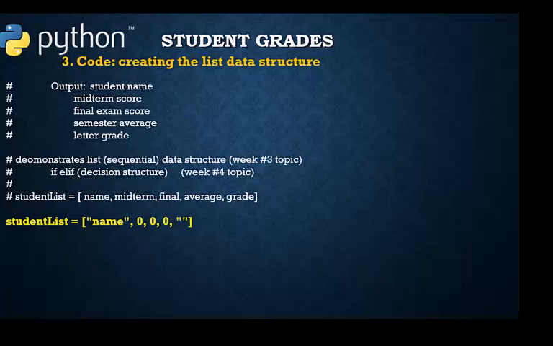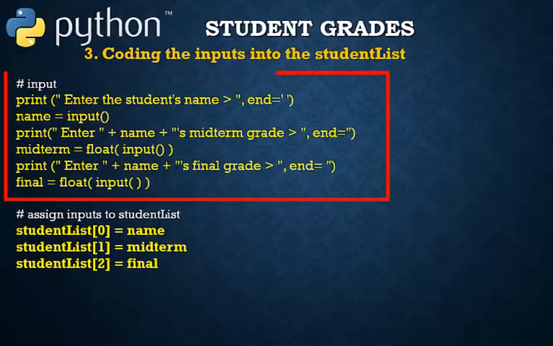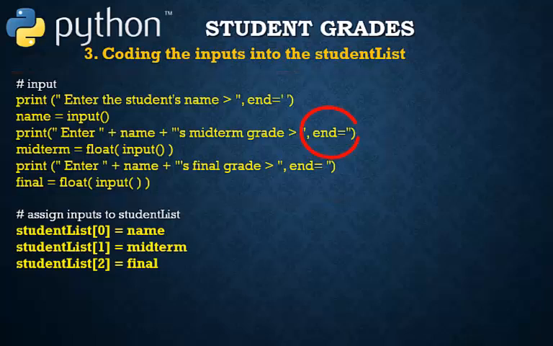We have a default for the name, 0 for the midterm and final exam scores, as well as the semester average, and then an empty string for the letter grade. The input portion of the code prompts the user for the name, midterm score, and final exam score. The end equal empty quotes keeps print from advancing to the next line. This will allow the user to enter their information right next to the prompt.